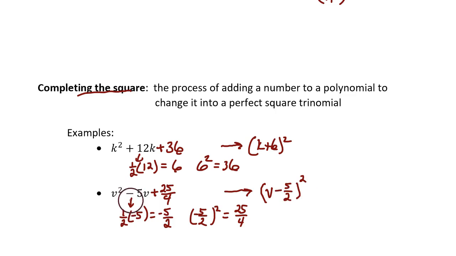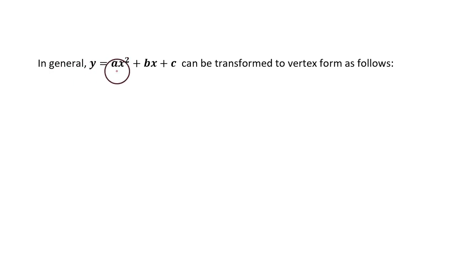This process of figuring out what you need to make a perfect square trinomial is called completing the square. In general, y equals ax² plus bx plus c can be transformed into vertex form as follows. To make it easier to get a perfect square trinomial, let's factor out the leading coefficient of a.